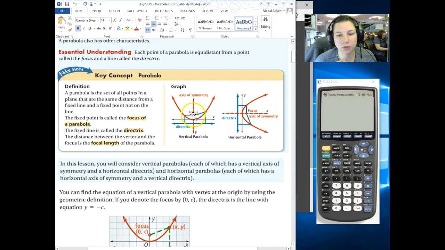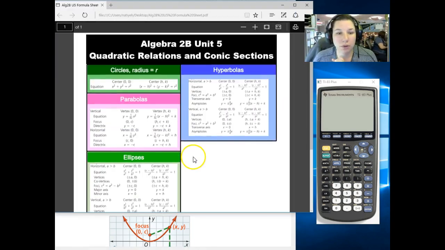But there's a focus, which is a single point, and then a directrix, which is going to be a line, so either a horizontal line or a vertical line. Okay, and there are formulas for finding those that we'll be going over. The other thing that you want to start doing is identifying all the parabolas as either vertical or horizontal, because you need to know its positioning in order to use the correct formulas.